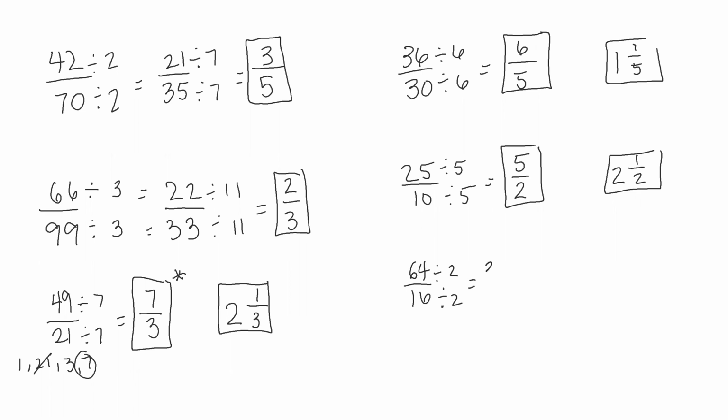64 divided by 2 is 32. 16 divided by 2 is 8. And maybe at this point you're like, ooh, I realized something about this. I'm pretty sure 8 goes into 32 evenly. It does. And you can also remember that this fraction bar really just means divide. So we could go ahead and say 32 divided by 8 is 4.